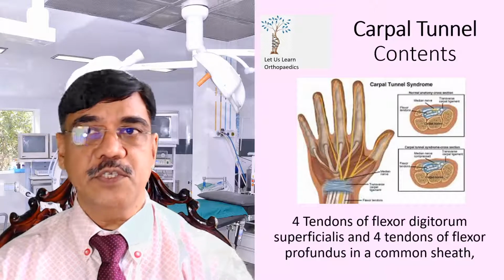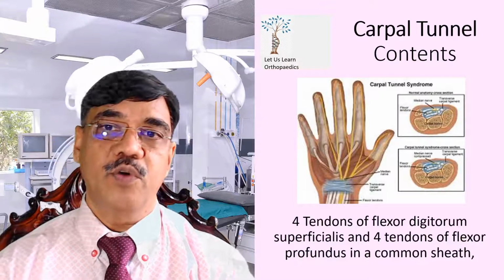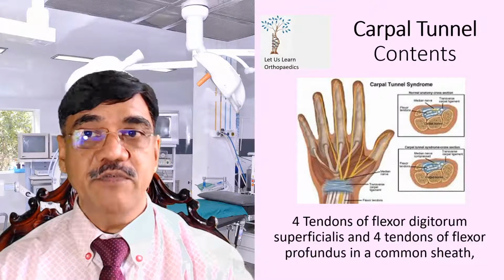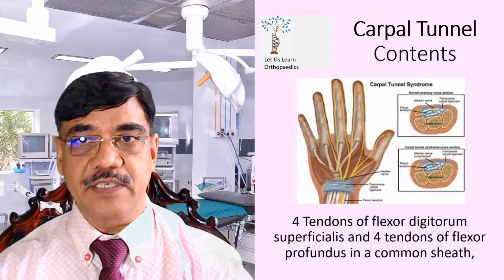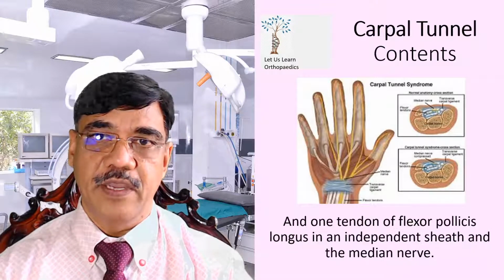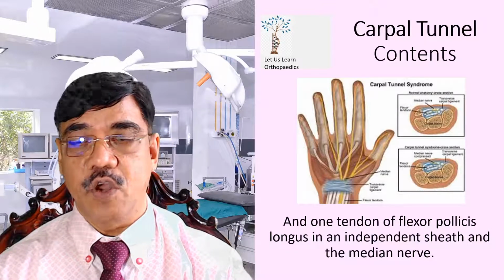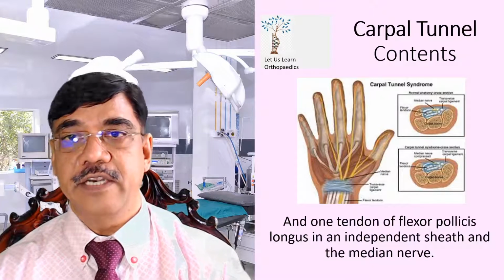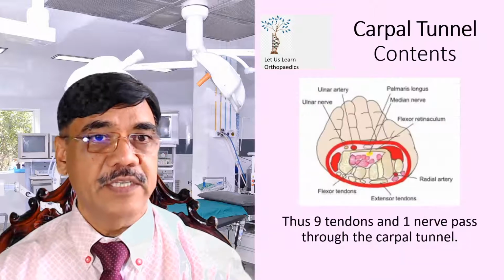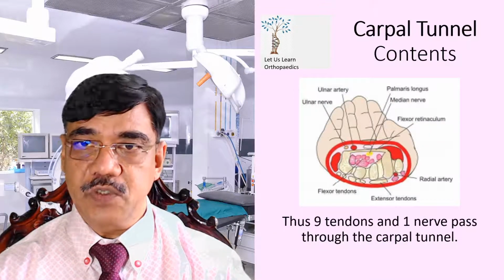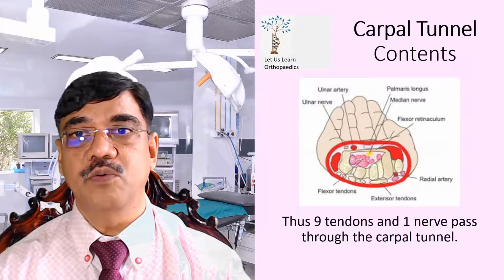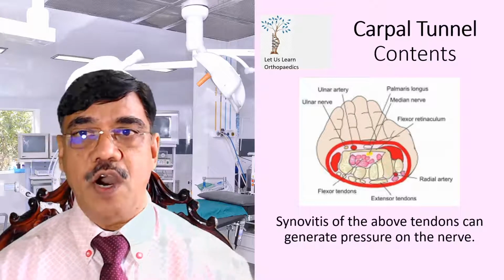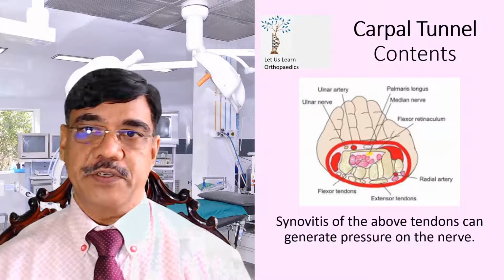Now, what are the contents of the carpal tunnel? There are four tendons of flexor digitorum superficialis and four tendons of flexor profundus in a common sheath. And there is another tendon, flexor pollicis longus, in an independent sheath, and the median nerve. Thus, there are 9 tendons and 1 nerve which pass through the carpal tunnel. Now, synovitis of all those tendons can generate pressure on the nerve.